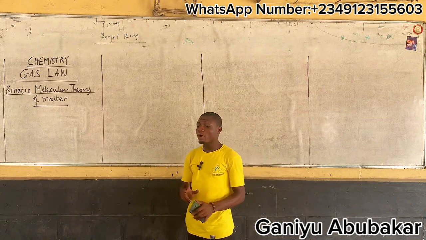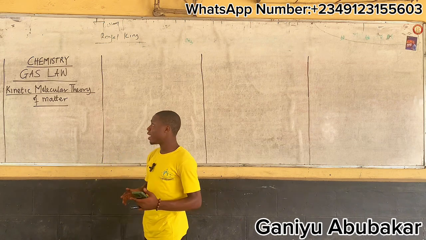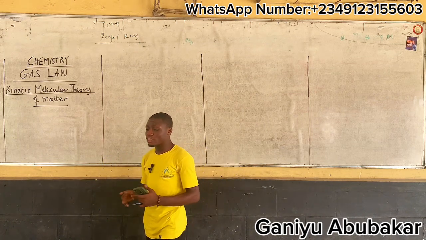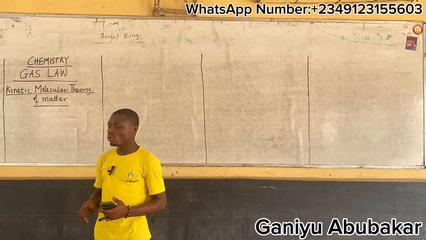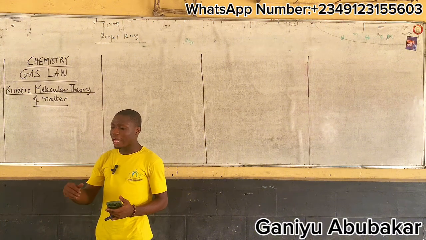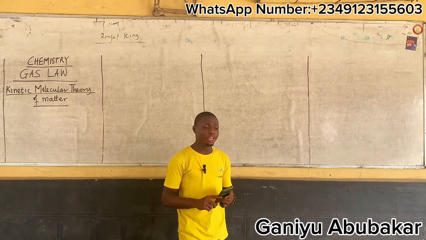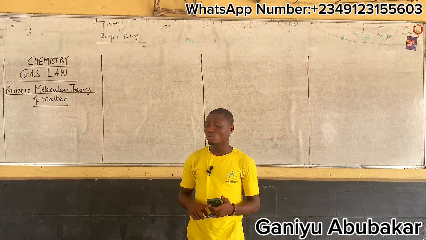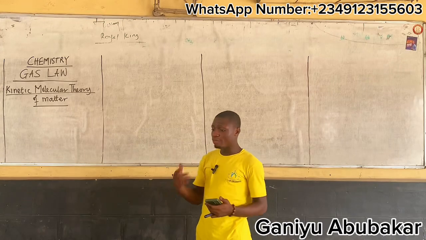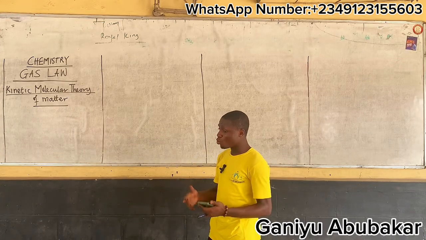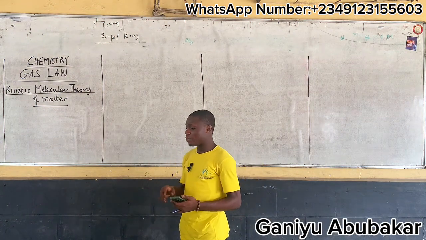matter is made up of tiny particles. We know that matter is made up of tiny particles, which include atom, molecule, and ion. Full stop, please. Put down a new paragraph, please.